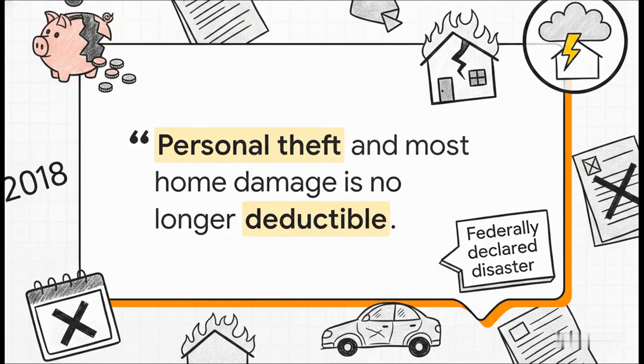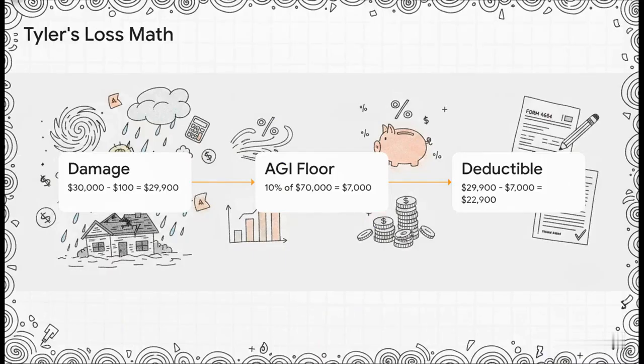Standard fires in a home that isn't in a disaster area doesn't count. Everyday car accidents, no. Someone breaks into your house and steals your laptop, not deductible anymore. The IRS will only let you claim this if your loss is tied directly to a federally declared disaster zone. Let's walk through exactly how the math works when you actually do meet that strict criteria.